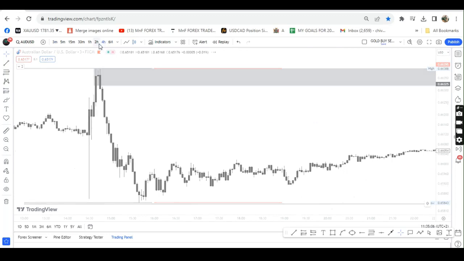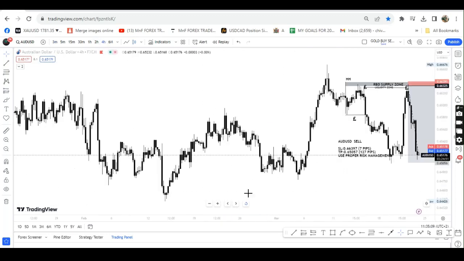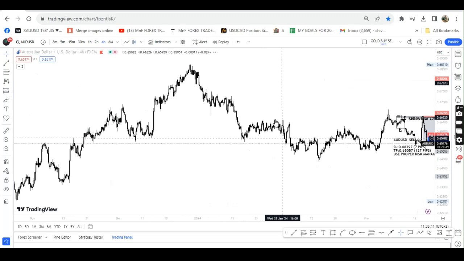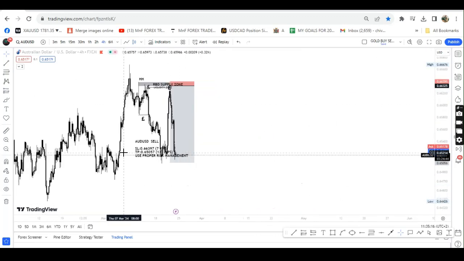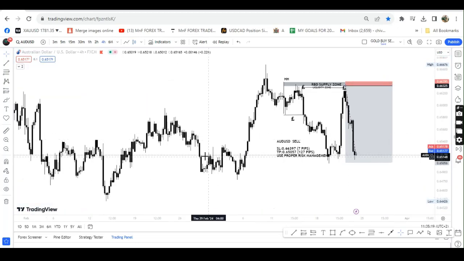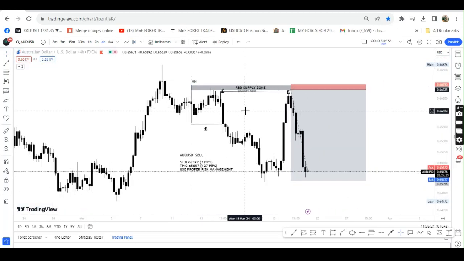Okay, so if you go to the 4 hour time frame, let's see what is happening and zoom out. What can you see? You can see that the market was pushing to the downside, right here. So once you have that figured out, you go to the lower time frame and find the order block at the rally base drop supply zone.